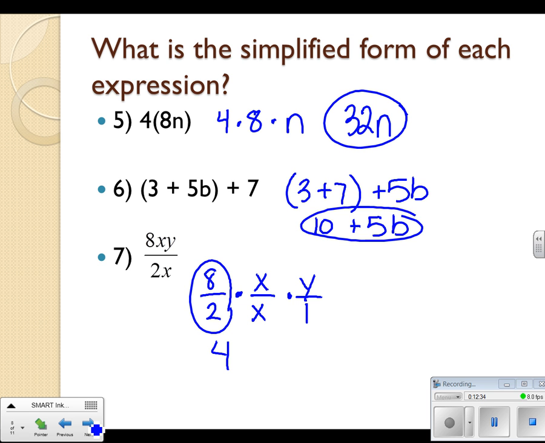And I know that if I have a value divided by that same value, that simplifies to 1. So that would be times 1. And we have times y over 1. Well, anything over 1 is y. Well, 4 times 1 is 4, and 4 times y, how would I simplify that when I write it out? 4y.